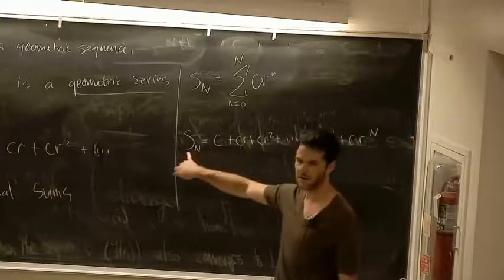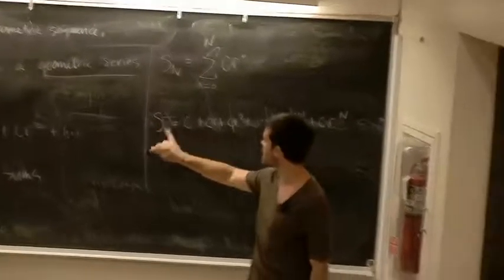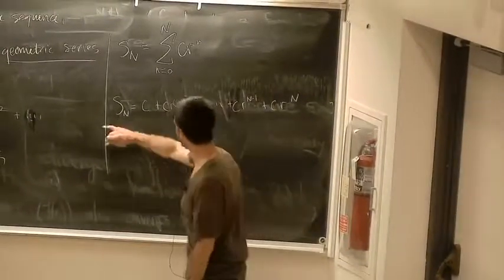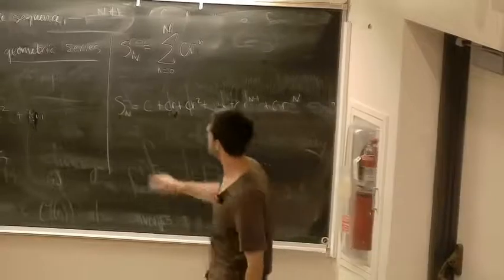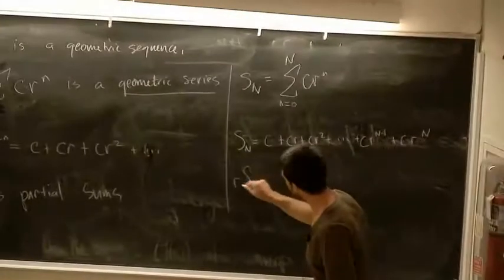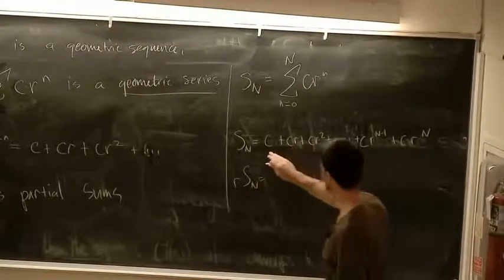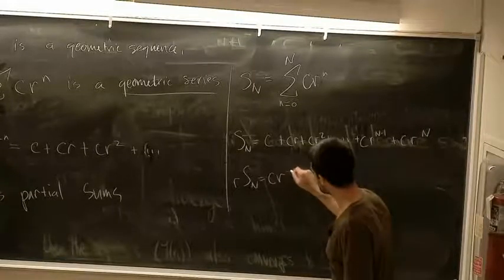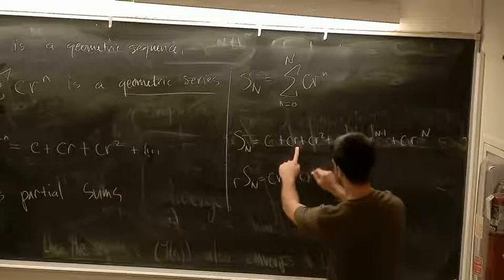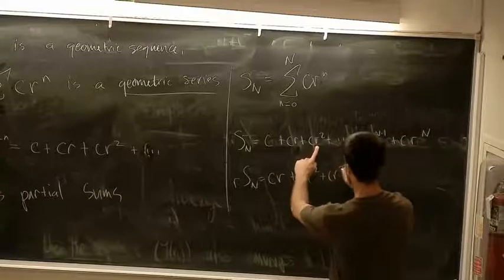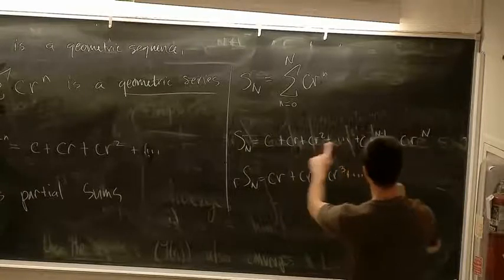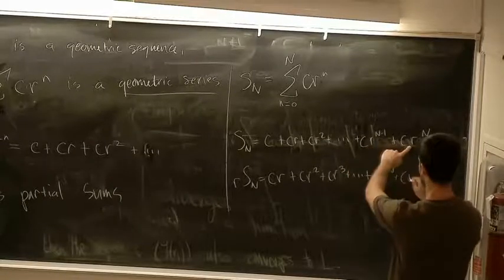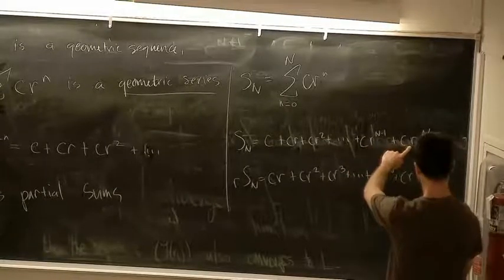Let's multiply this by the common ratio, r. So if I multiply everything by little r, r times S sub N is, well, let's just put an r on every single term. So I'll get a Cr. This will be Cr squared, Cr cubed. This becomes a Cr to the N, and this becomes a Cr to the N plus 1.